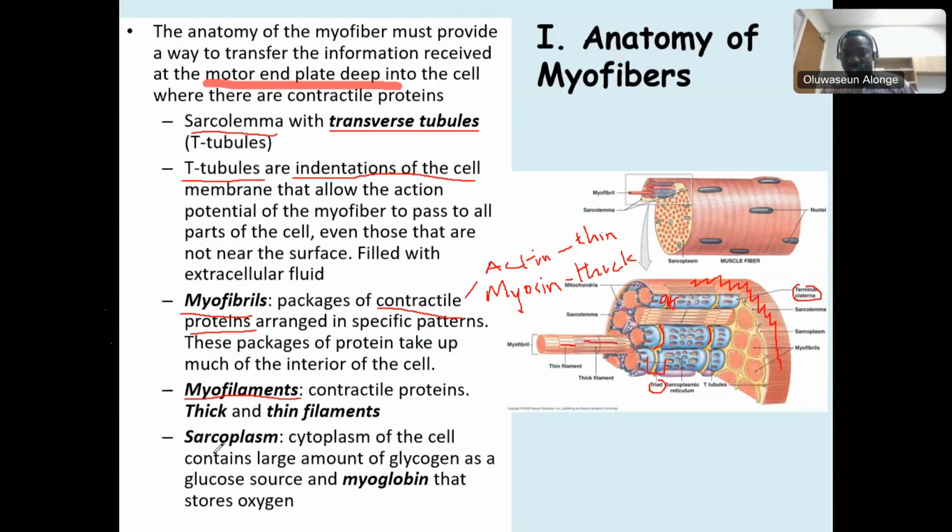Now, sarcoplasm simply means cytoplasm, but because it is not a cell, it is muscle, it is the plasm of the muscle, right? It is the cytoplasm of the cell. It contains large amounts of glycogen. So inside the cytoplasm, which is called sarcoplasm, you have a lot of glycogen there. The glycogen is going to be a source of glucose because when it's broken down, it supplies glucose. Then you have myoglobin, which helps to carry oxygen. You see that? All right.